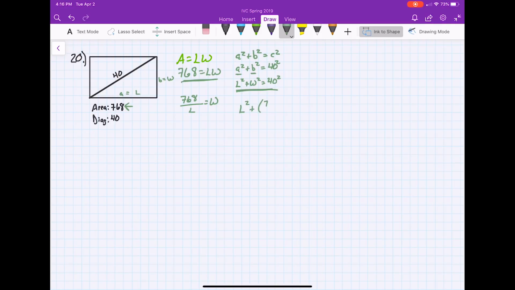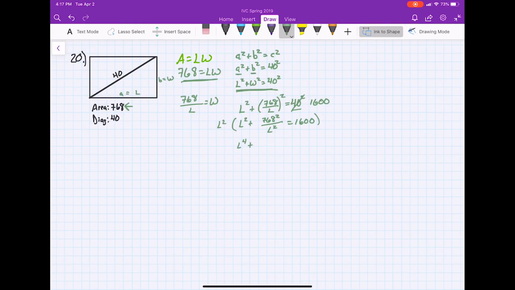So we have L squared plus 768 over L, and that squared. And that equals 40 times 40 is 1600. Use the old calculator here. Pretty sure that's true. Yep, 1600. To show my work here, 1600. All right, L squared plus 768 over L squared is equal to 1600. Now I multiply both sides by L squared. So multiply everything by L squared to get rid of that fraction.